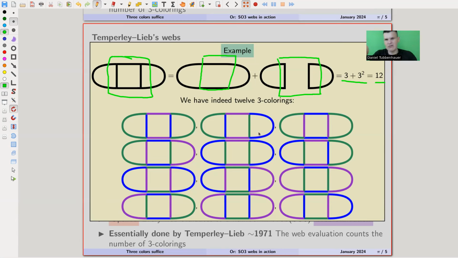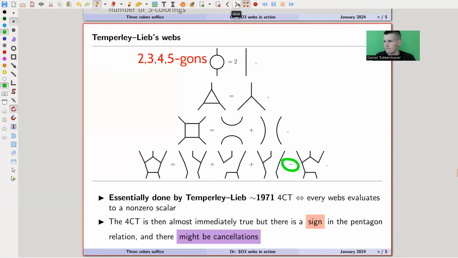And you can apply that to every web. And in fact, there's an easy algorithm that you can put in a computer to apply, just count the number of 3-colorings. It's really beautiful. I hope this is clear. So, and then essentially what follows from Temperley-Lieb's idea is another equivalent formulation of the 4-color theorem.